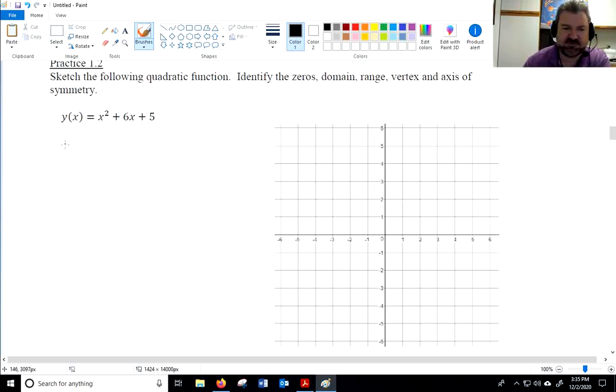Okay, let's see what happens. First of all, let's find the zeros. I'm going to plug in 0 for y of x. Don't get confused by y of x. It's just like saying f of x, but we are using the letter y because y is a function of x.